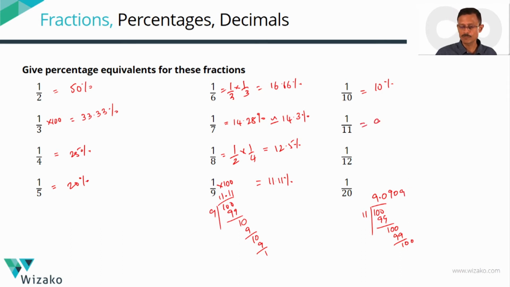So this is 9.09%. Quick way to remember, 1 by 9 is 11.11. 1 by 11 is 9.09. They actually swap their places. 1 by 12 is half of 1 by 6. 1 by 6 is 16.66. So half of that is going to be equal to 8.33%. 1 by 10 is 10%. 1 by 20 is half of that. So this is going to be equal to 5%.